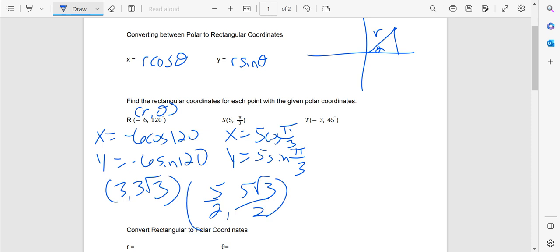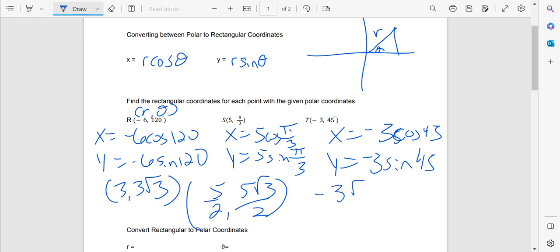Finally, one more. We got x equals -3 cosine 45, y equals -3 sine 45. And what would you get? -3 root 2 over 2, comma, -3 root 2 over 2.